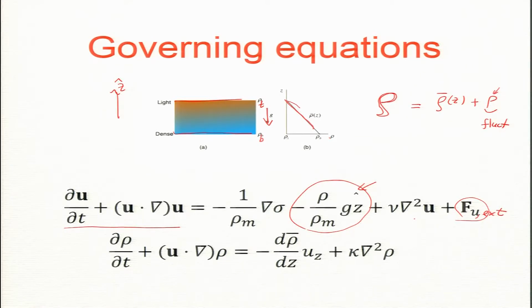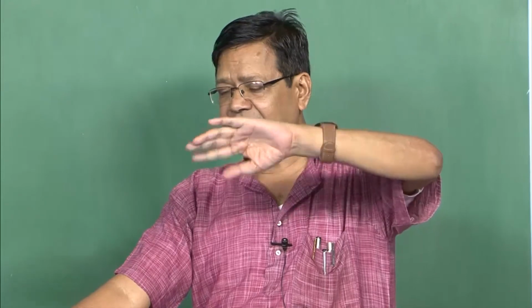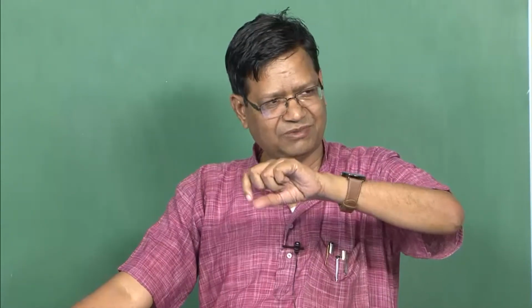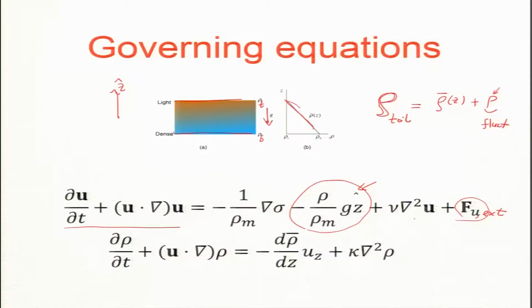You take the mean, but the mean is not constant throughout the fluid, it is rho bar of z. That makes the equation a bit understandable and also simulations a bit easier. So, rho total is rho bar z plus rho fluctuation. My equation basically should be d rho total by dt plus u dot grad rho total equal to kappa grad square rho total, right. This is what we wrote last time.